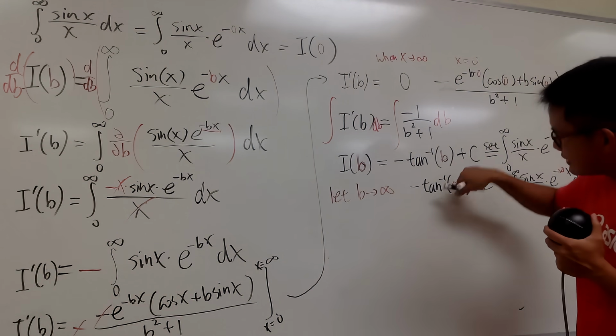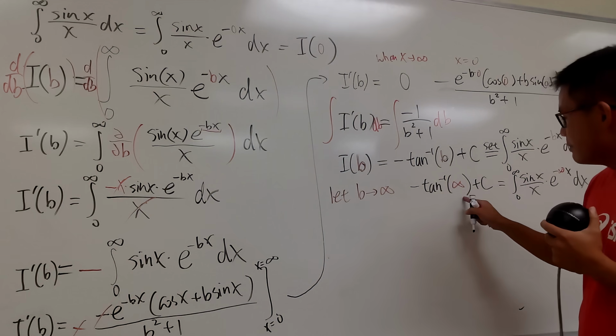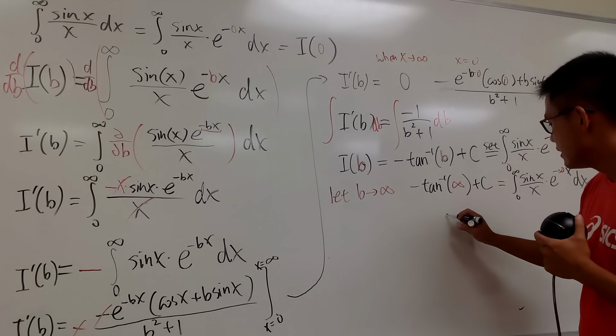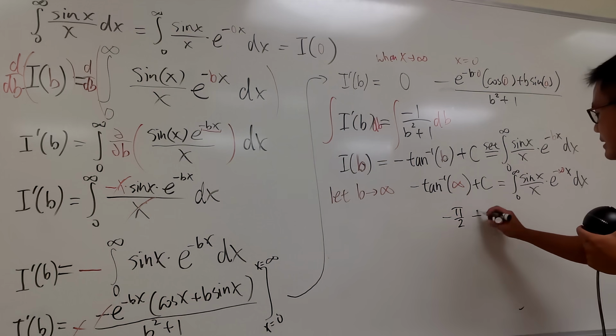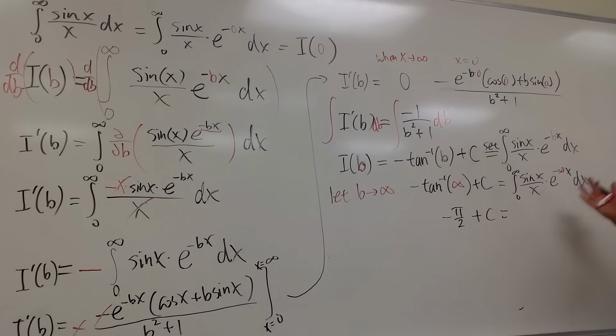Negative inverse tangent of infinity. Yes, because this is pi over 2, and we just have negative pi over 2, right? So this is negative pi over 2, and then plus c. Okay, what's this on the right-hand side? Remember, e to the negative infinity times x, and once again, x is just positive because we are talking about x from 0 to infinity, right? Anyway, this part is pretty much just going to be e to the negative infinity. You bring that down to the denominator, and that will kill the whole integrand to be 0.